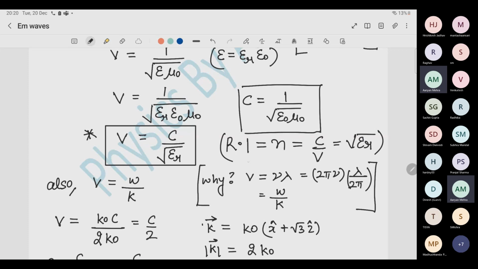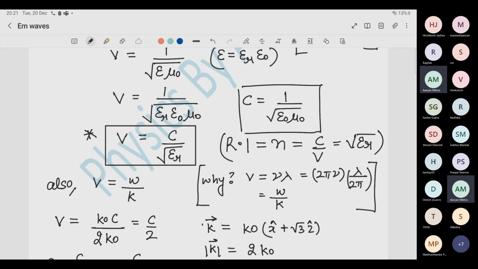Right? So these formulas you should know. Very important formulas. You should not get confused in the exam through these formulas. So if someone gives you an electric field and asks you to find the refractive index of the medium, you can easily do that. Very easily do that. Okay. Now let's move on.